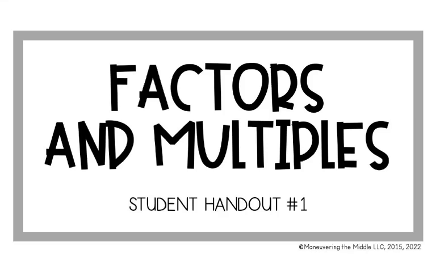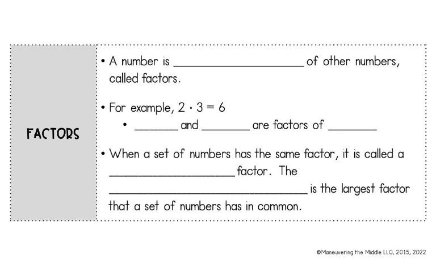Lesson 1, Factors and Multiples. A factor is composed of other numbers called factors. For example, we know that 2 times 3 equals 6. So 2 and 3 are factors of 6.